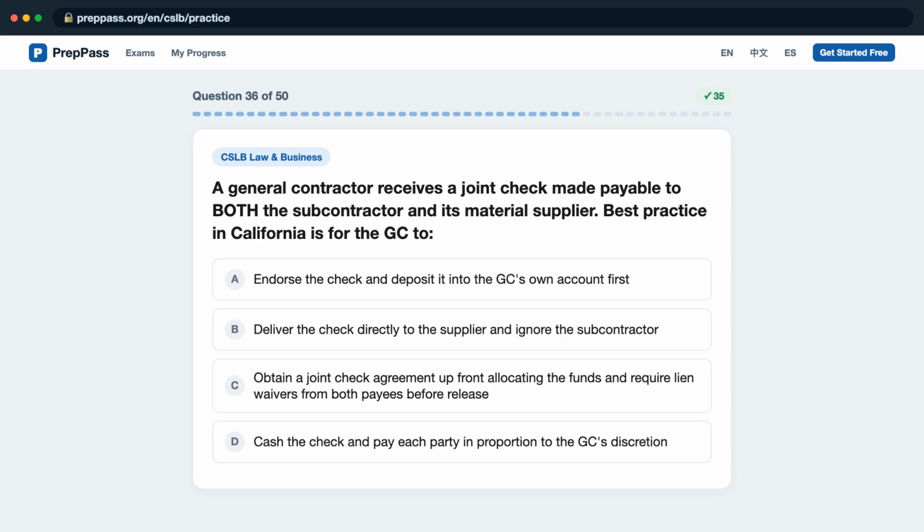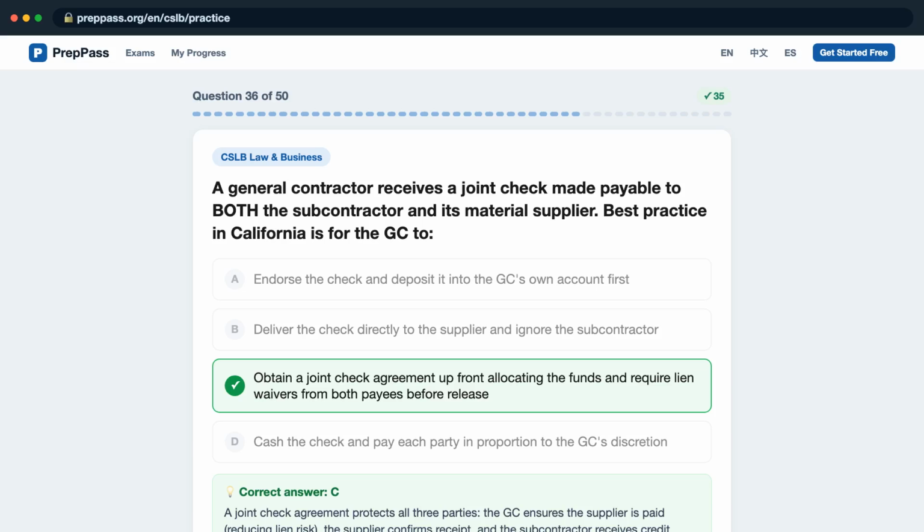D, cash the check and pay each party in proportion to the GC's discretion? The correct answer is C.